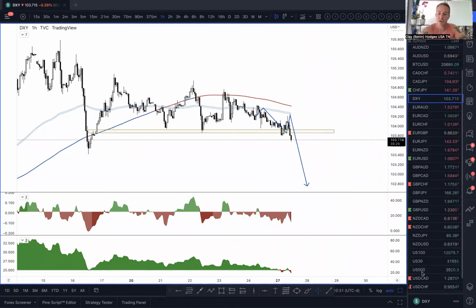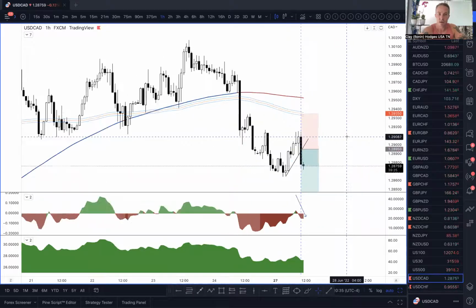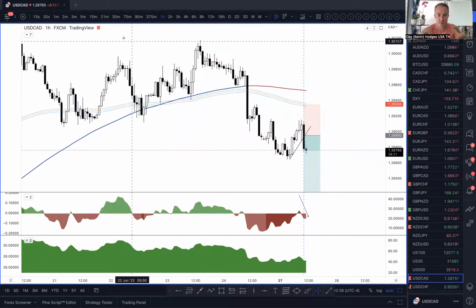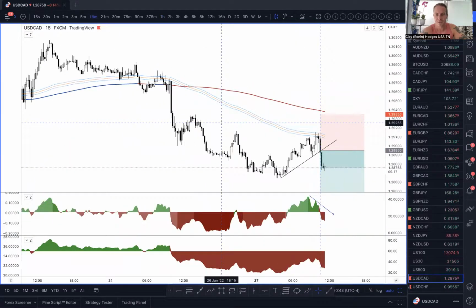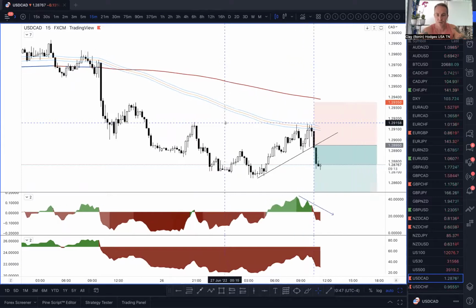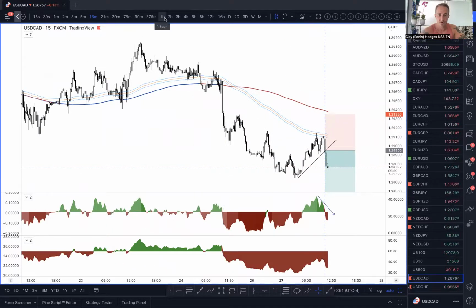So I entered in shorts on US dollar CAD, sent this out to the VIP group this morning, and we just hit our first take profit target. It was ranging a little bit. We're in a couple other CAD trades right now that we're still holding, but this is looking really solid for a move lower.